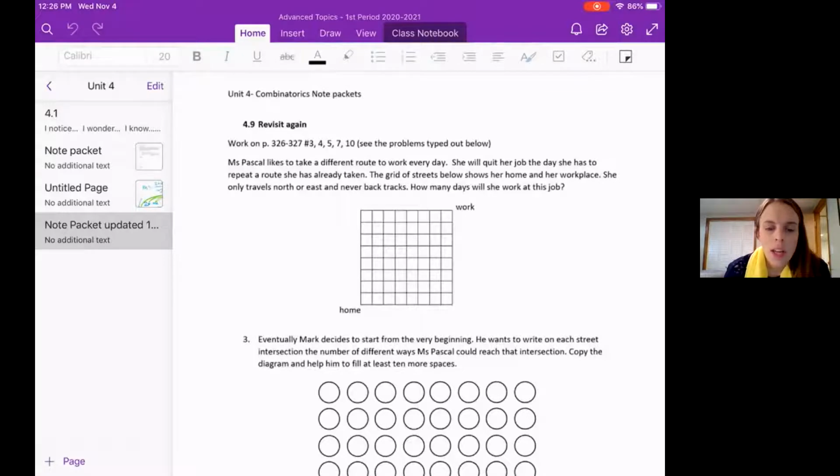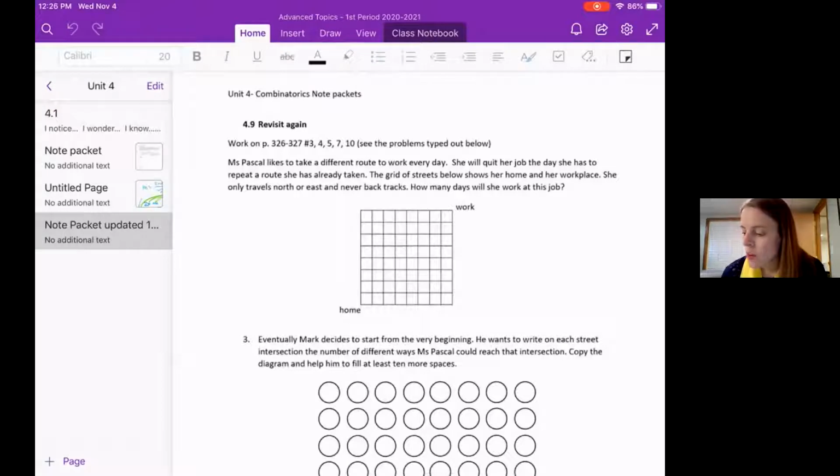So we're going to be working on the Pascal's path problem. Miss Pascal likes to take a different route to work every day. She will quit her job the day she has to repeat a route she has already taken. The grid of streets below shows her home and her workplace. She only travels north and east and never backtracks. How many days will she work at her job?